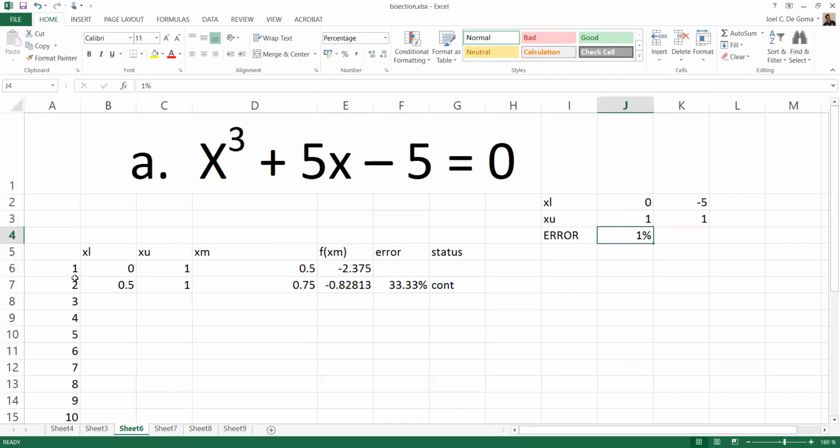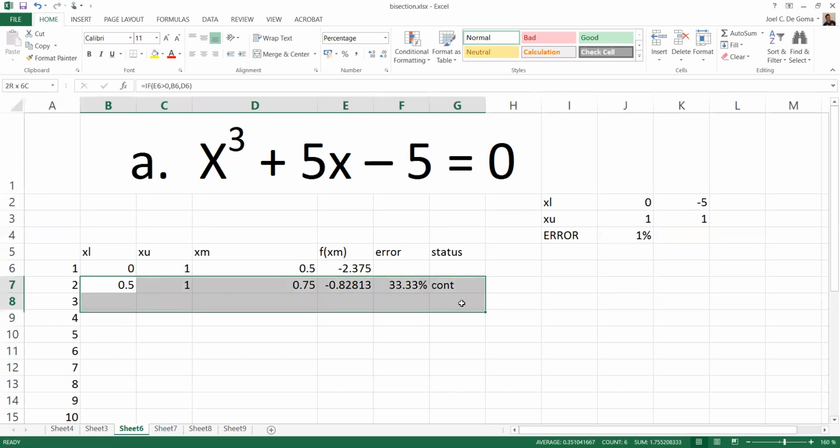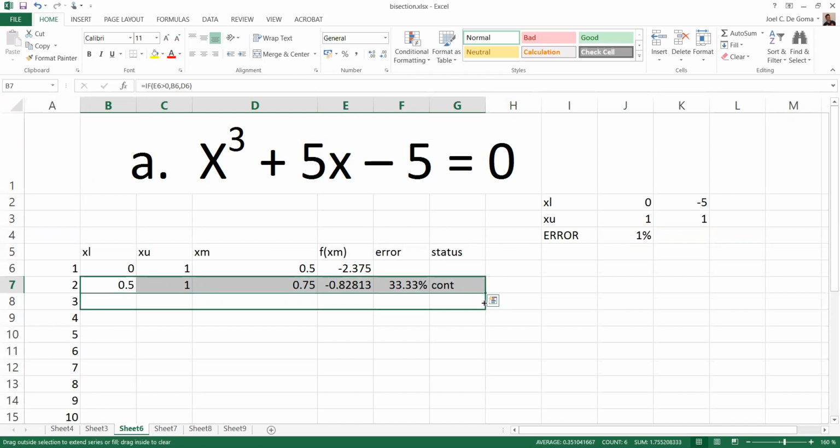After determining your x sub l and x sub u, get x sub m by getting the midpoint, and then substitute into our equation. If it's negative, replace x sub l. If it's positive, replace x sub u. Since this is negative, replace x sub l by x sub m on the next iteration. So on the second iteration, we have 0.5 for x sub l, x sub u is still 1, and x sub m is 0.75. Then we substitute, we have a negative, so we're going to replace x sub l on the next iteration since the error is still bigger than the desired error.